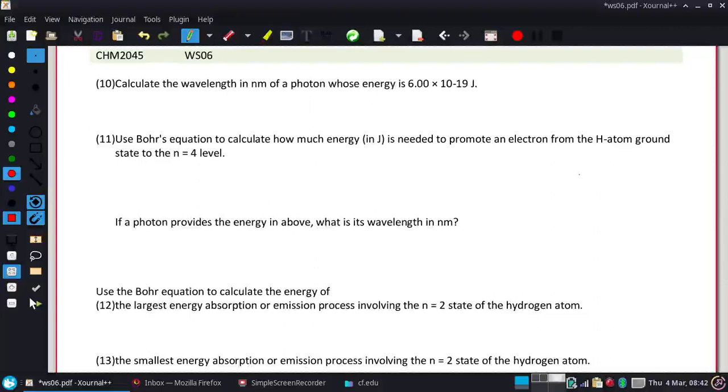Alright, we're looking at question number 11 here. Using Bohr's equation, we want to calculate how much energy in joules is needed to promote an electron from the hydrogen atom ground state to an n equals 4. When it says Bohr's equation, what it's talking about is actually this equation. It's provided on the periodic table I give you. It's actually in your textbook, and it is one that's provided on the actual test that I give. So you don't have to have this memorized.